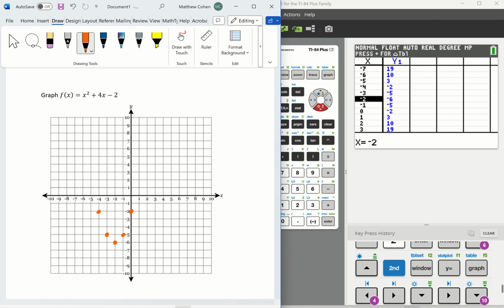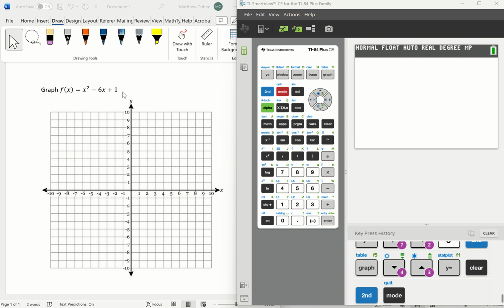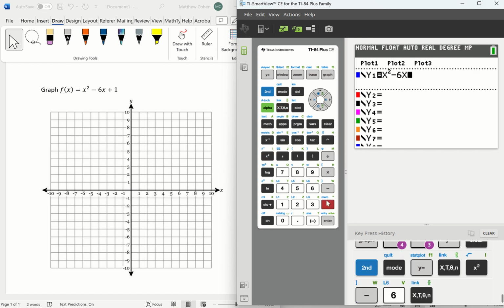And you're starting to see the shape of the parabola now. So now I can connect it, making that U shape. And we'll put arrows at the end. And that's it. So that's how you would graph f of x is equal to x squared plus 4x minus 2. All right, we'll look at one more. So this one is x squared minus 6x plus 1. So we're going to use the same strategy. We're going to click y equals. We're going to type in the function x squared minus 6x plus 1.